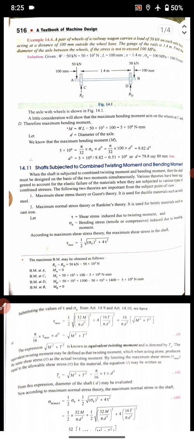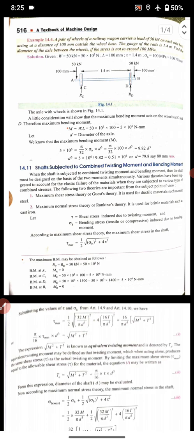Today we are going to do a numerical on design of a shaft subjected to bending moment only.